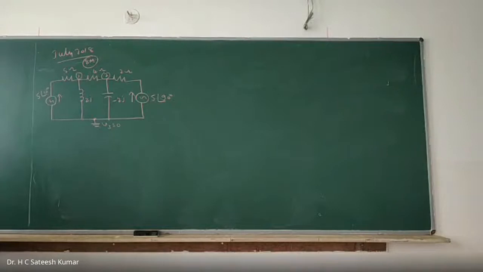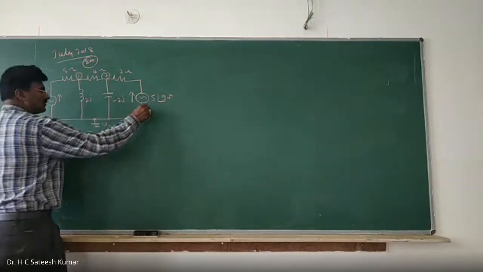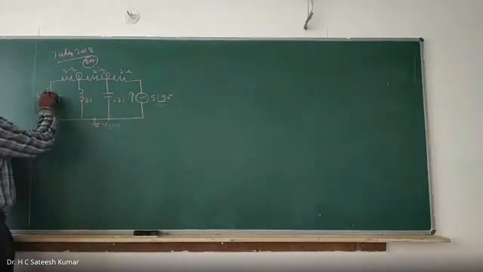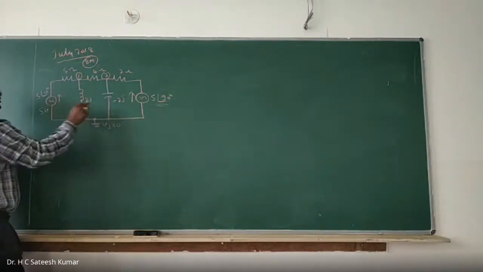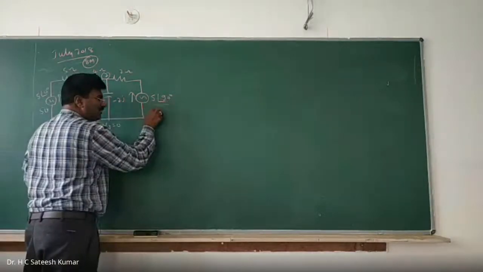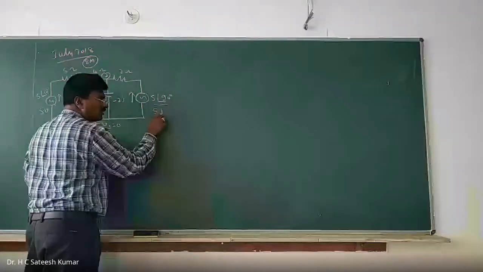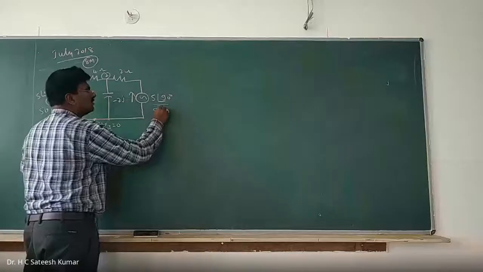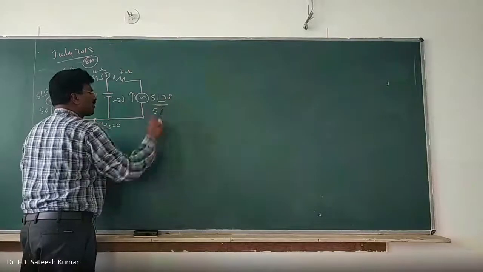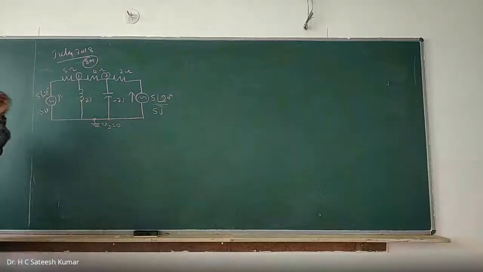How to do that problem? 5 at an angle of 0 means 5 volts. 5 at an angle of 90 means 5j. Minus 90 means minus j. So it is better to put it in rectangular format while doing the problem. So apply KCL. Last problem was a little bit twisted. This one is a direct problem, you can easily get 8 marks in this.